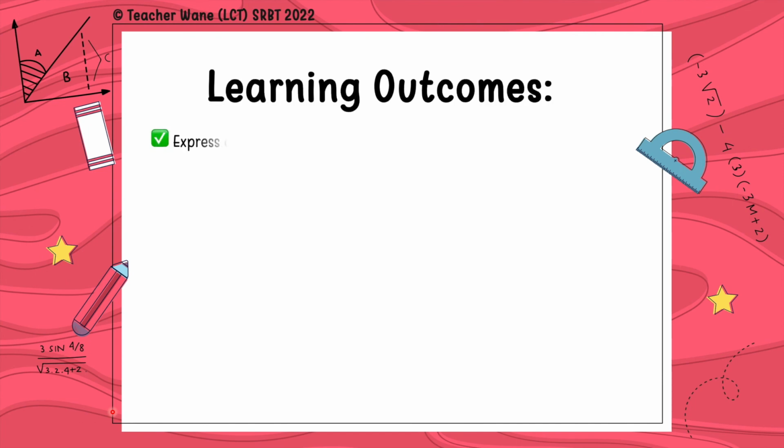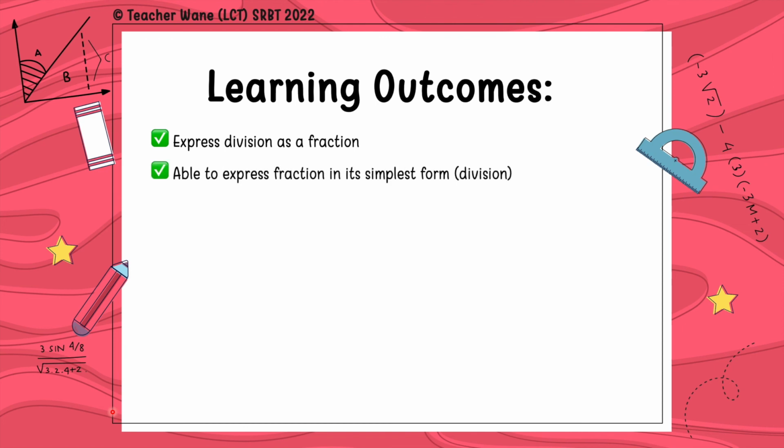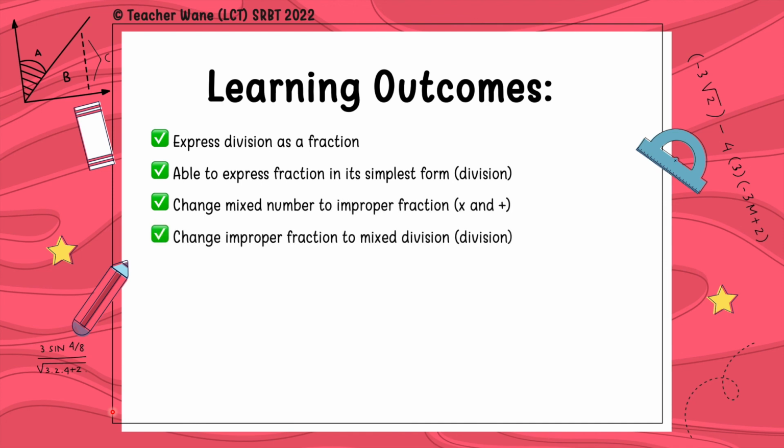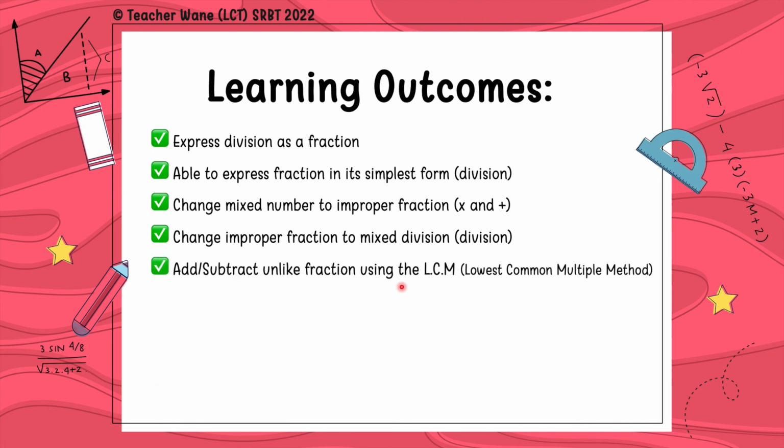Okay, so let's recap back for our learning outcomes. So we need to express division as a fraction, be able to express fraction in its simplest form, change mixed number to improper fraction, change improper fraction to mixed number, add or subtract unlike fractions using the LCM, lowest common multiple method. So out of these learning outcomes, which one are you the most confident with, and which one of the skills are you least confident with?